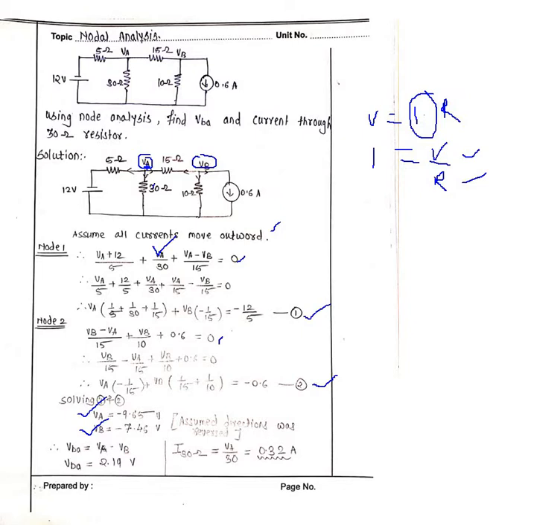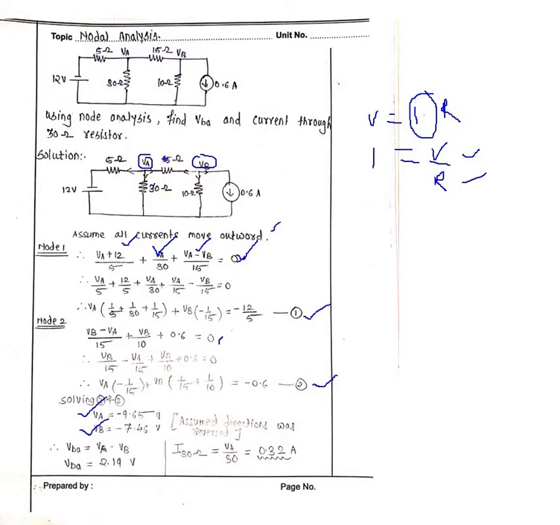Here VA is there, but here a voltage is also there. Suppose here it is plus with respect to minus, then you would write minus, but here the arrow mark is minus with respect to plus. So VA plus 12 divided by 5 is written. Similarly here, VA minus VB divided by 15, is equal to 0. That's all.